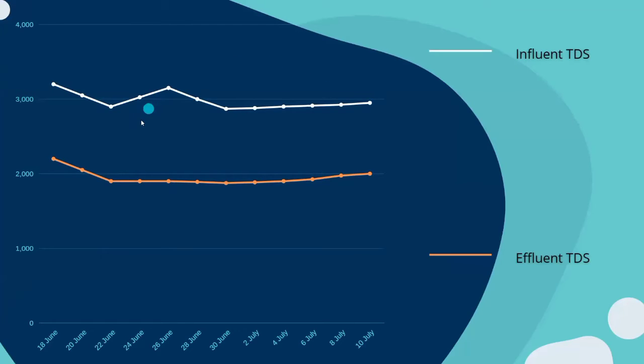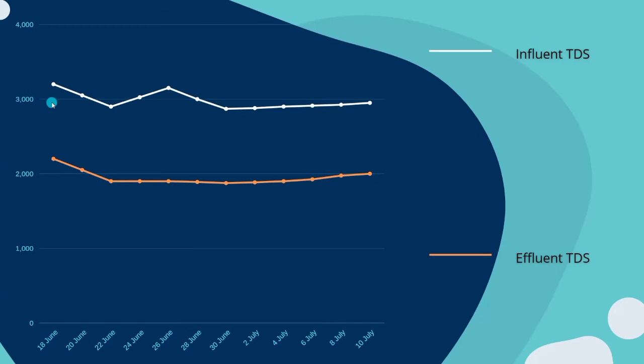Effluent TDS on 18th June was 2200, then on 20th June it was 2050. On 22nd June, 24th June, and 26th June it was 1900. It was the same. Then on 28th June it was 1890, then 1875, 1885, then 1900, then 1925, 1975. On 10th July, it was 2000. Units are in milligram per liter.